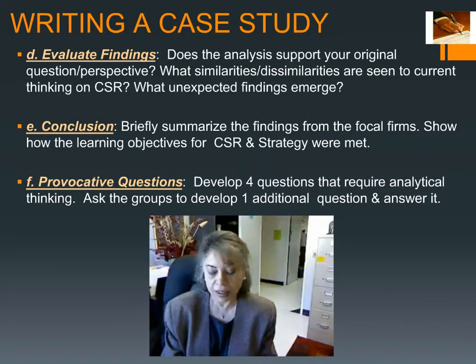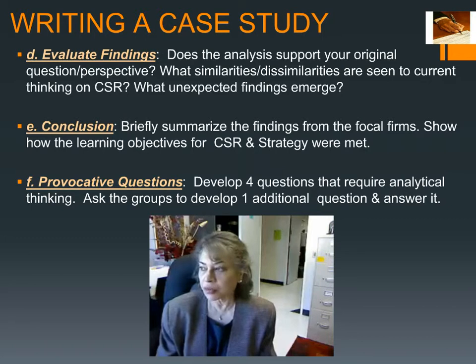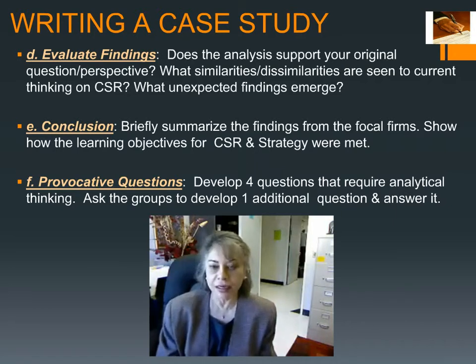And finally, you'd want to create at least 4 provocative questions. These are the type of questions that require analytical thinking. Ask the groups themselves if they would develop a fifth question that they feel should be asked. And so that would make the body of questions about 5 questions. 4 that you develop as the case study developer, and 1 that's to be developed by the groups and then answered by them.